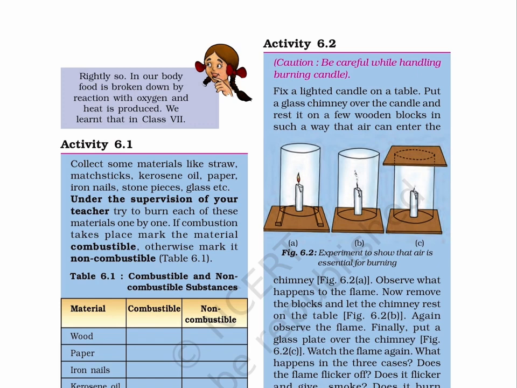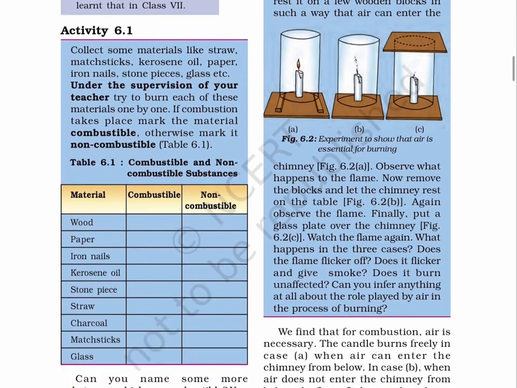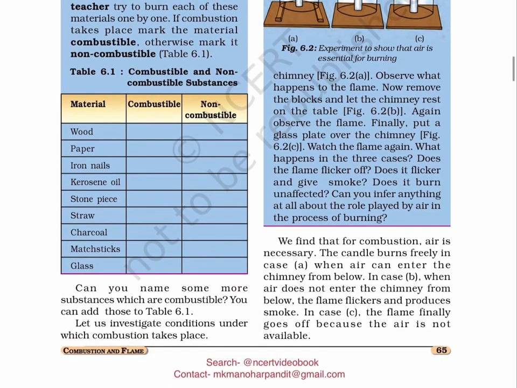Activity 6.1. Collect some materials like straw, matchsticks, kerosene oil, paper, iron nails, stone pieces, glass, etc. Under the supervision of your teacher, try to burn each of these materials one by one. If combustion takes place, mark the material combustible. Otherwise, mark it non-combustible. Table 6.1: Combustible and non-combustible substances. The table has 3 columns: the first one for material, second for combustible, third for non-combustible.